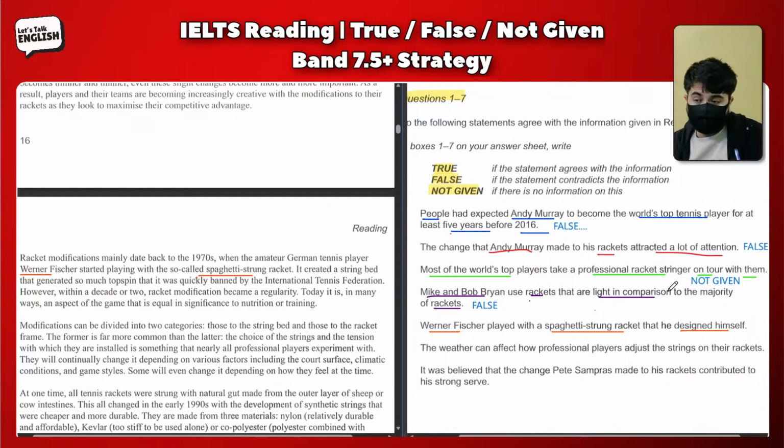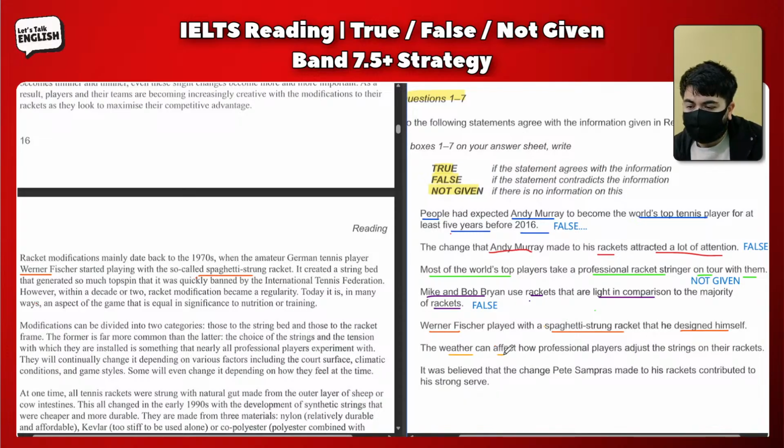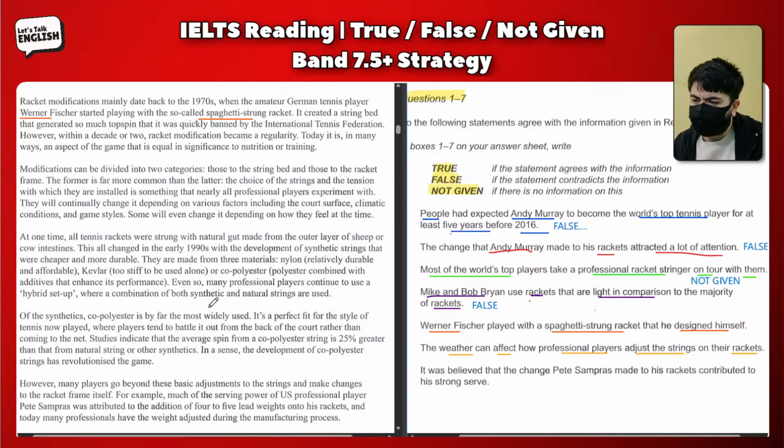And now I'm getting nervous. Why is it getting on my nerves? Because I've not spotted a single true. This most likely is true, but I'll finalize it, as you know, after finding the sixth answer, right? If it is true or false. Weather can affect how professional players adjust the strings on their racket. I can understand it being a concern in badminton from my limited knowledge of sports, but tennis also?